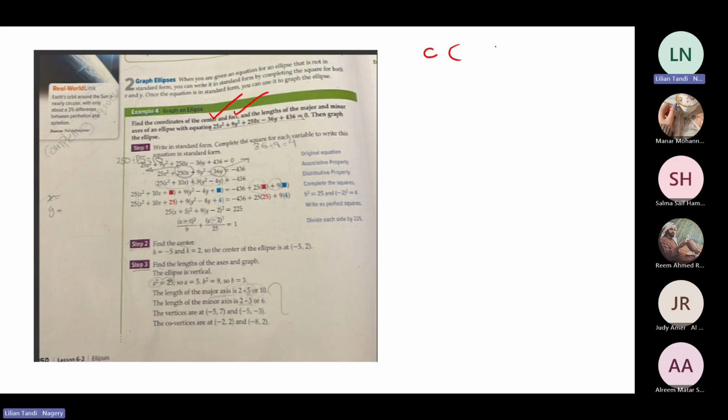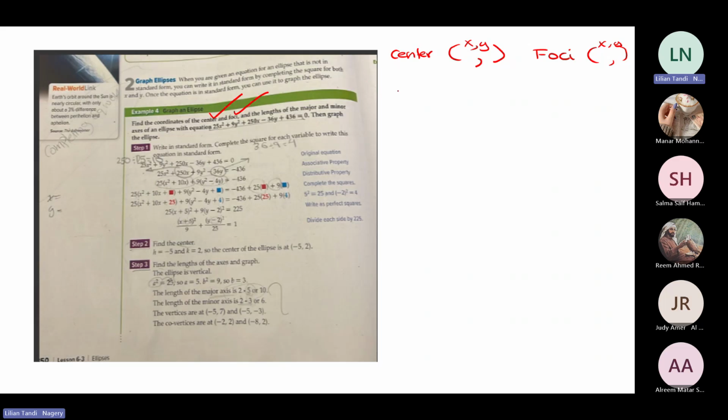Center, your answer will be like this. This is center because it's coordinates. You need two numbers. Foci, the same thing. We need two numbers, X and Y. Okay? All right. Then what do they want?